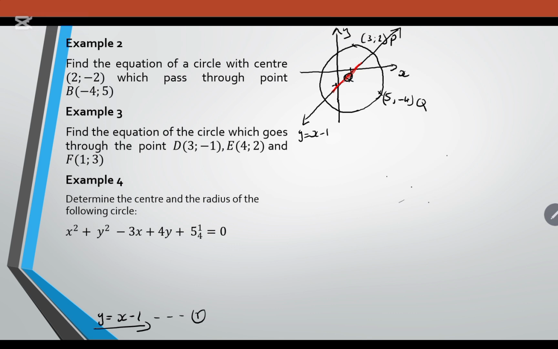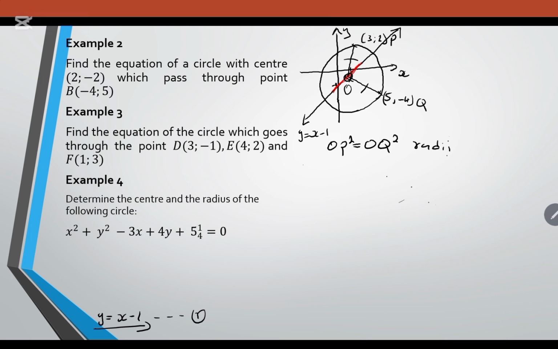So what we know is that the distance from O to point P is equal to the distance from O to point Q. OP is equal to the length OQ. These are radii of the circle. So OP squared is equal to OQ squared.